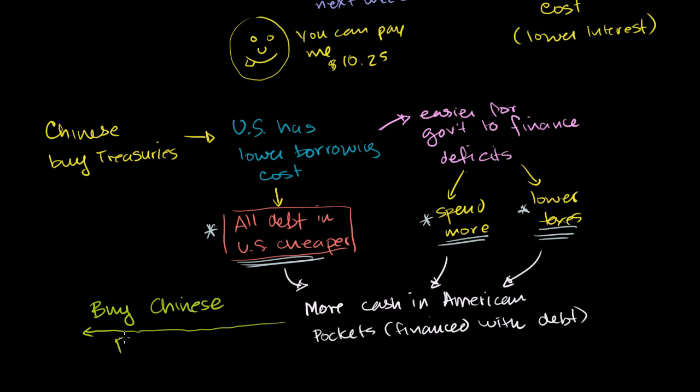Buy Chinese products. So the net effect of this entire scenario that I've been describing over the last few videos is that the Chinese are essentially lending money to the Americans to then go ahead and buy more Chinese products.